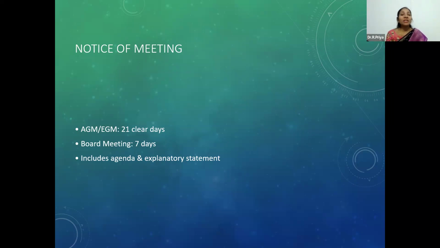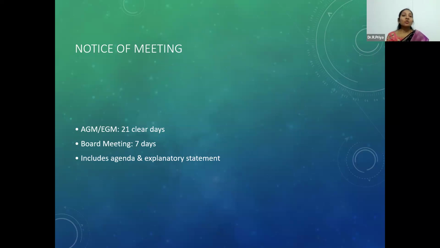Then the third one is to include the agenda and explanatory statement. In a valid notice, clearly mention the date, time and place of the meeting. Second, the agenda items to be discussed. Third, an explanatory statement for special business, if needed. The explanatory statement explains the nature and importance of the business, and the interest of directors or key managerial personnel, if any.